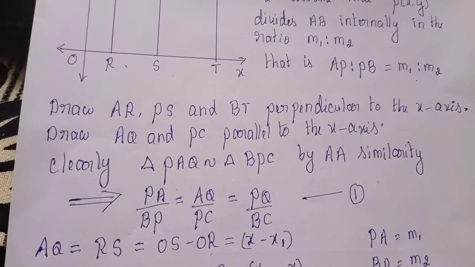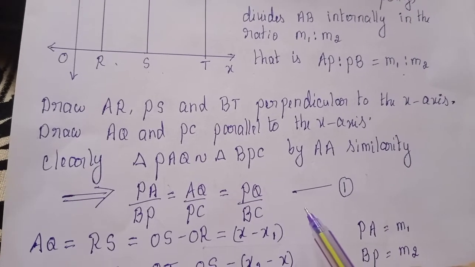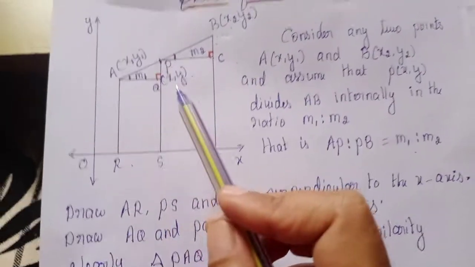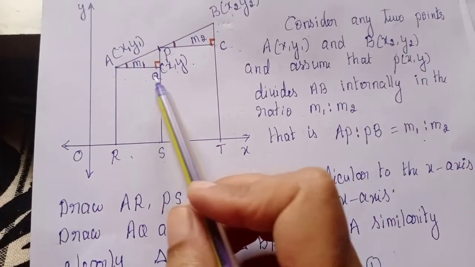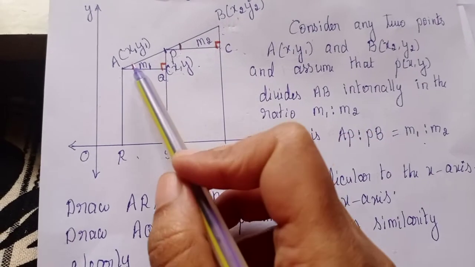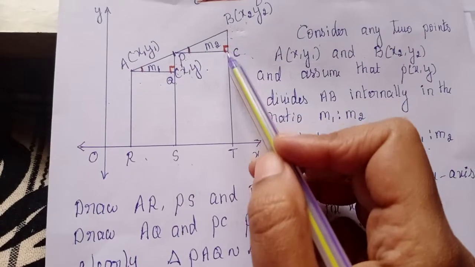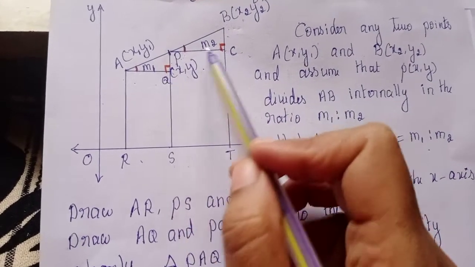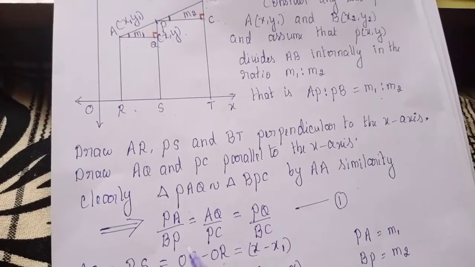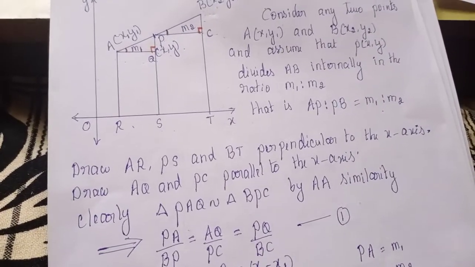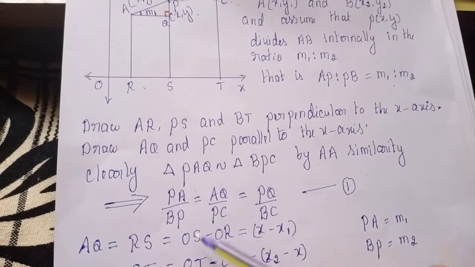Here we use the term CPCT, or CPST, which means corresponding parts of similar triangles. That is, AQ corresponds to PC, AP corresponds to BP, and PQ corresponds to BC. Because these two triangles are similar, the corresponding sides cannot be equal, but their ratios will be equal. We cannot say the corresponding sides are equal; the corresponding ratios are equal.